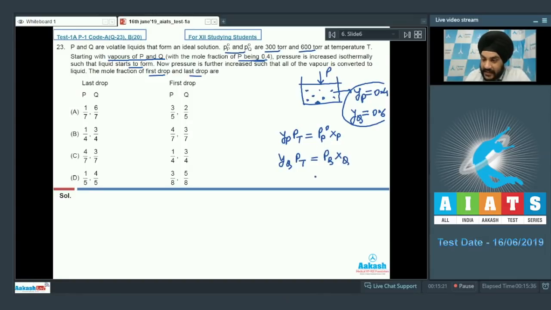We can directly divide this expression. So we're going to have Yp by Yq is equal to Pp0 into Xp upon Pq0 into Xq. Okay, so we can put these values.